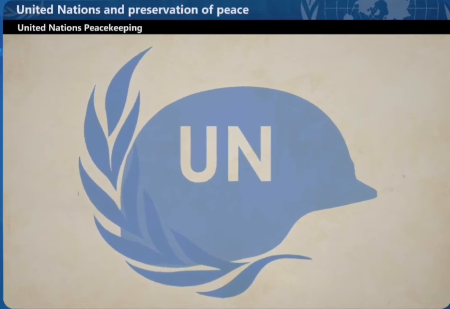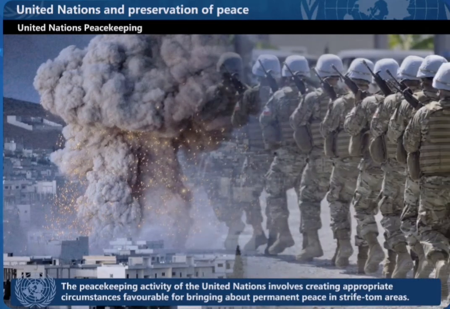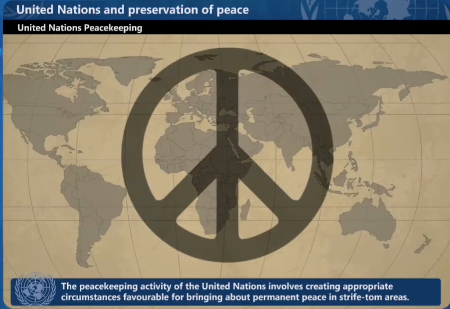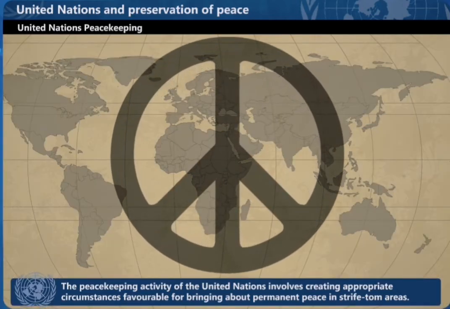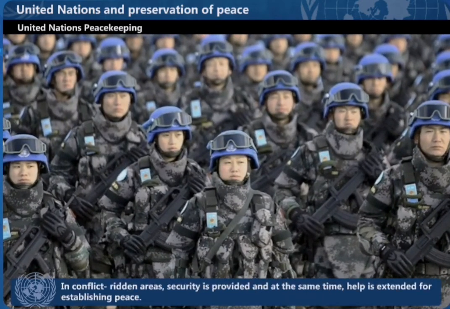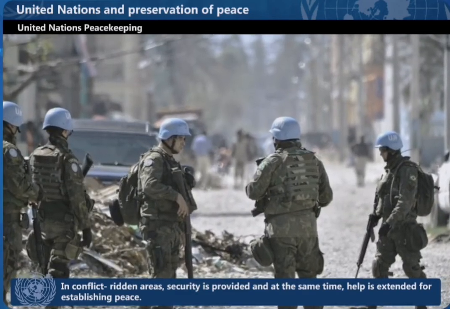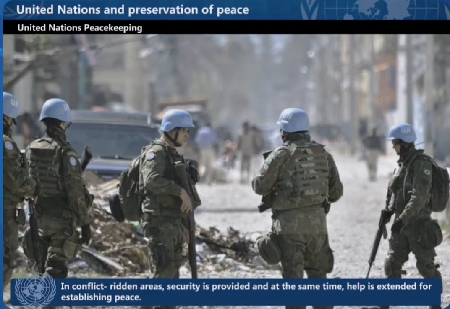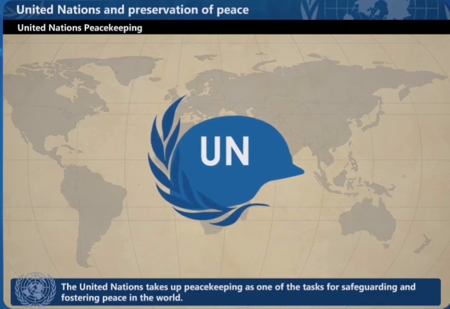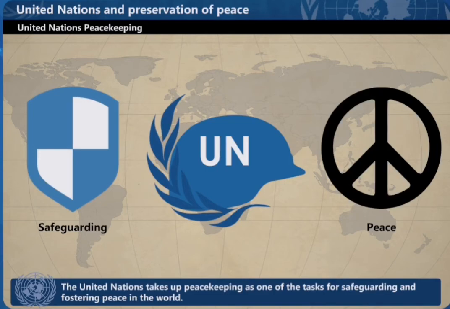United Nations peacekeeping. The peacekeeping activity of the United Nations involves creating appropriate circumstances favorable for bringing about permanent peace in strife-torn areas. The peacekeeping forces help these areas to progress towards peace. In conflict-ridden areas, security is provided and at the same time, help is extended for establishing peace. The United Nations takes up peacekeeping as one of the tasks for safeguarding and fostering peace in the world.